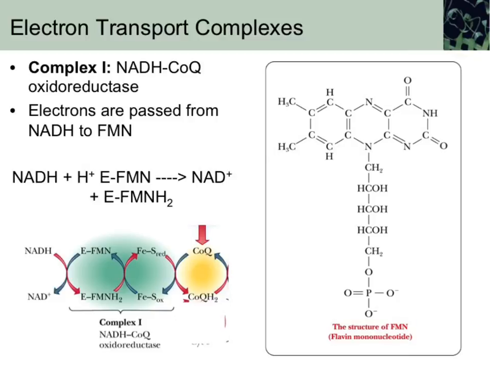So we go from NADH to our FMN. The FMN can then shuttle electrons to our iron cluster. The iron cluster can shuttle electrons to coenzyme Q. Ultimately, all that's happening is we are trying to push electrons to CoQ. That's all that happens. We could go through and look at the structure of that.